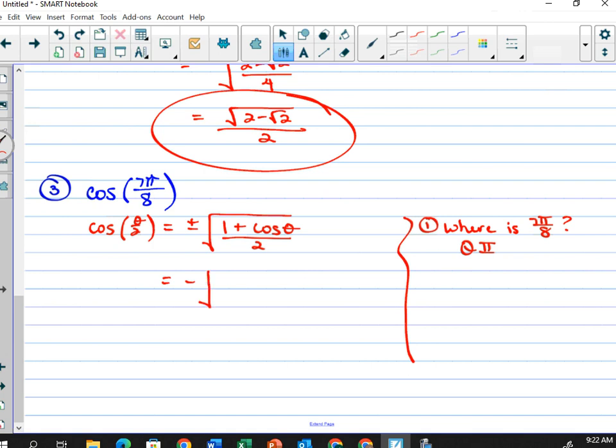Okay, where is 7 pi over 8? Is it adjacent? No. I saw it. Wait, what is this one? So it's in the second quadrant.